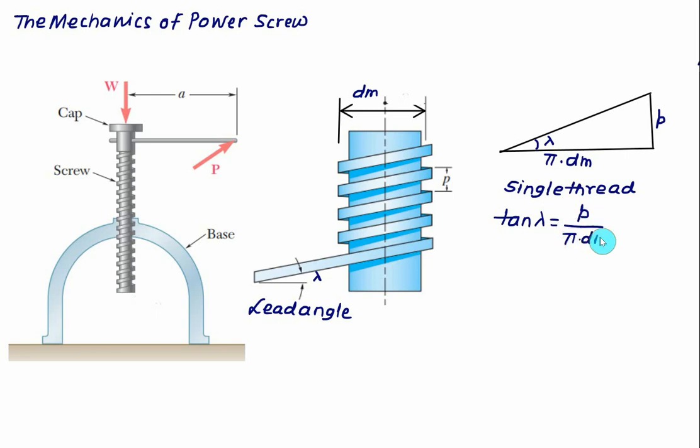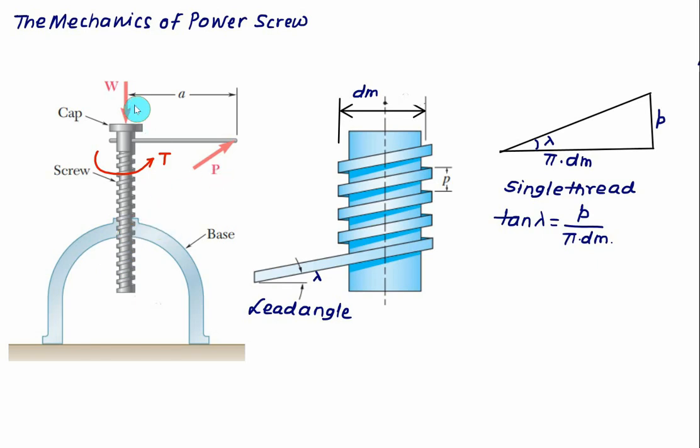So when we apply the force to the handle, which is at a distance of a from the axis of the screw, we can generate a moment, and this moment will be shown like this. Because of this moment M, or we can say the torque T, the screw will rotate, and if the screw rotates in an anti-clockwise sense, the nut will move in an upward direction, thereby the load can be lifted. There is friction occurring between the nut and the screw, and you have to overcome that friction force by applying the force equal to P.